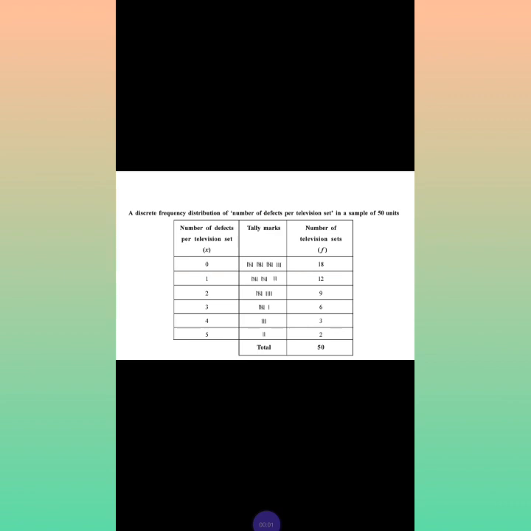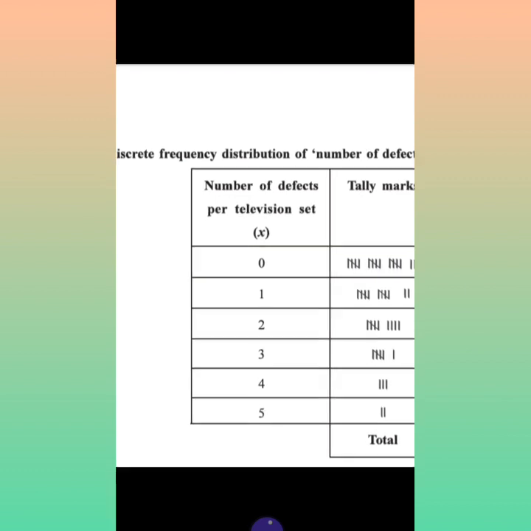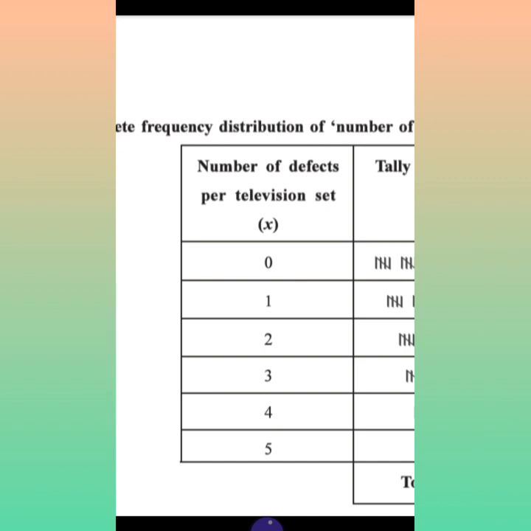Continuing with the same sum, see the number of defects per television set. We had seen the lowest number was 0 and the highest number was 5. So we wrote them vertically. Number of defects per television set is given as the x variable, that is our first column. In this first column we wrote all the defects found in those 50 television sets. There were defects from 0 to 5, so we wrote the numbers 0, 1, 2, 3, 4 and 5.